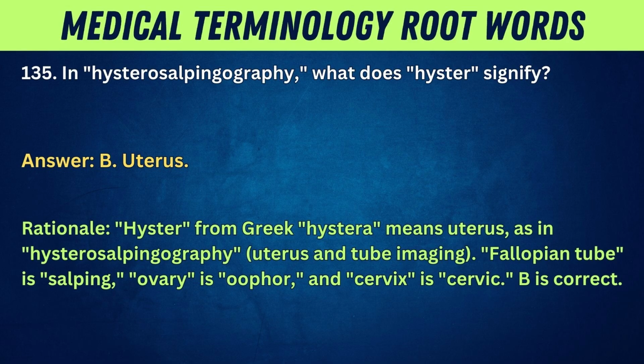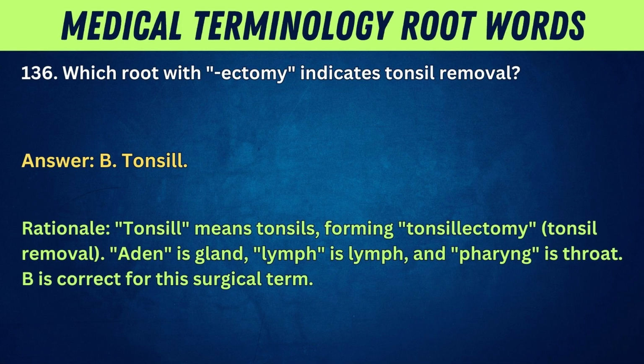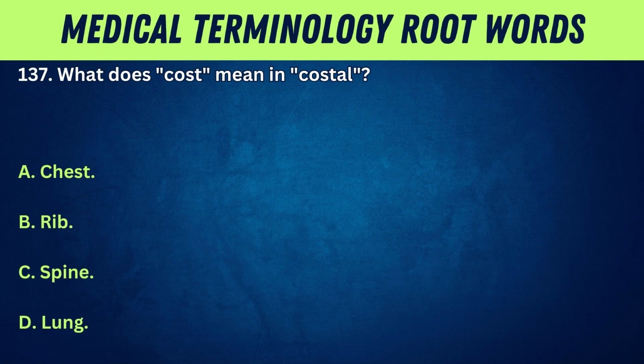B is correct. 136. Which root with ectomy indicates tonsil removal? A. Aden. B. Tonsill. C. Lymph. D. Pharyng. Answer: B. Tonsil. Rationale: tonsill means tonsils, forming tonsillectomy, tonsil removal. Aden is gland, lymph is lymph, and pharyng is throat. B is correct for this surgical term.